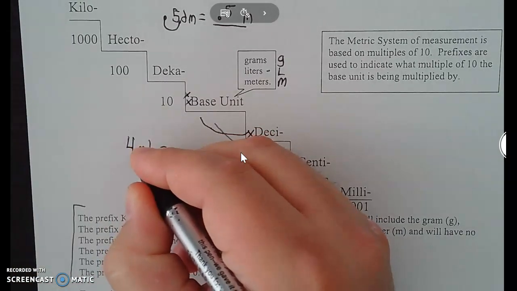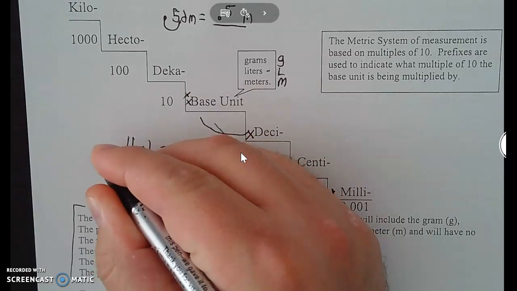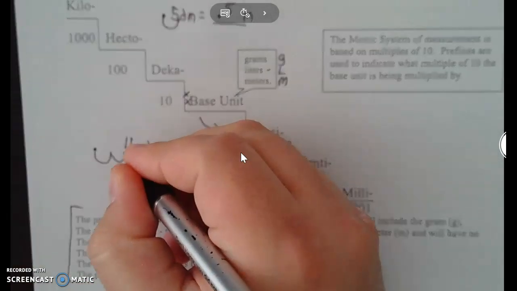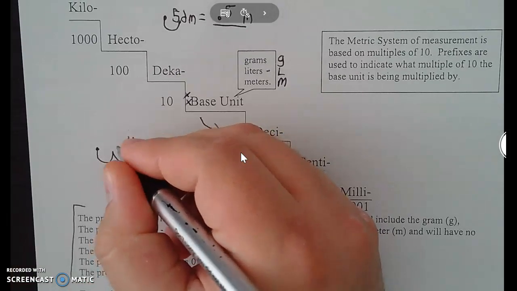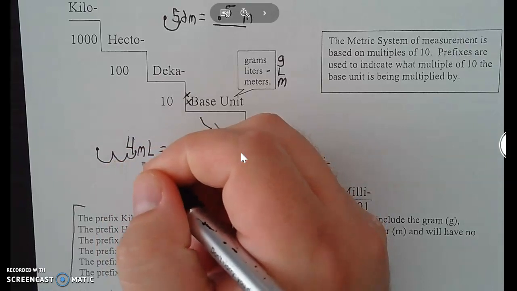So I'm going to move my decimal 1, 2, 3 to the left. Now here's where you have to do an additional step. Since I moved it here in front of the 4 and there were 2 extra spaces here, I fill any empty spaces with zeros.